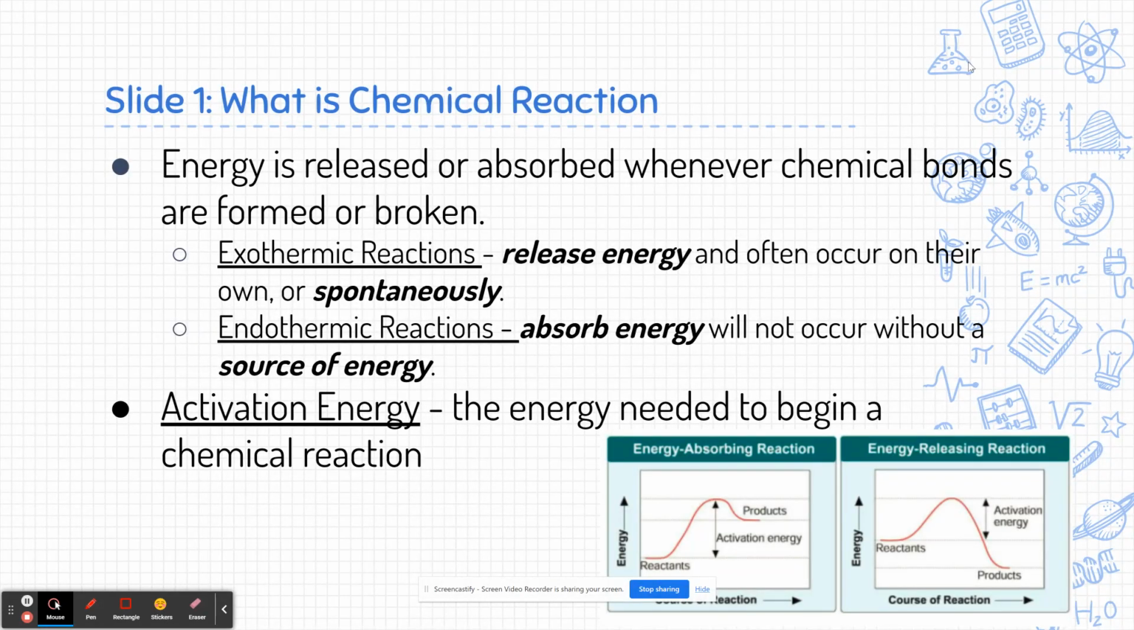During a chemical reaction, energy may either be released or absorbed during the chemical transformation. An exothermic reaction releases energy, usually in the form of heat. An endothermic reaction absorbs or gains energy and will not occur without a source of energy. Activation energy is the energy needed to begin a chemical reaction. In some cases, we need to apply heat to kickstart the reaction.